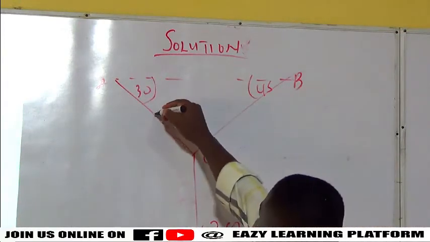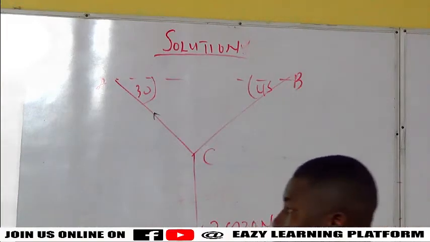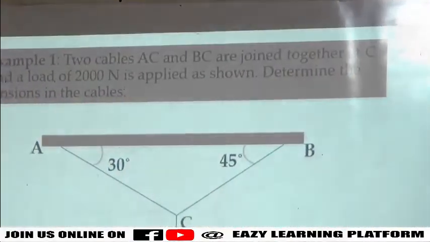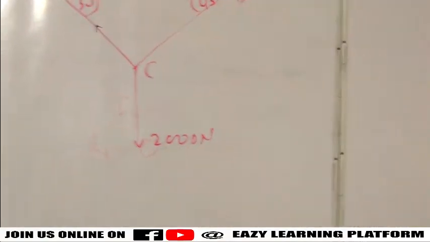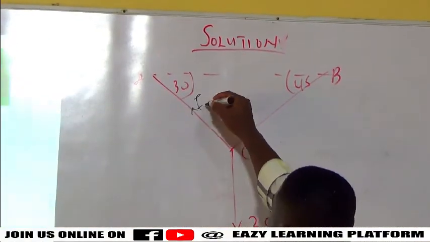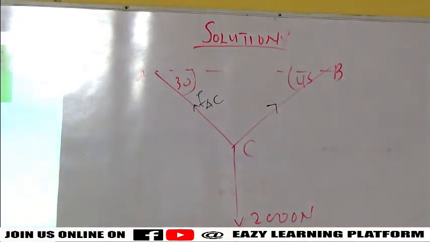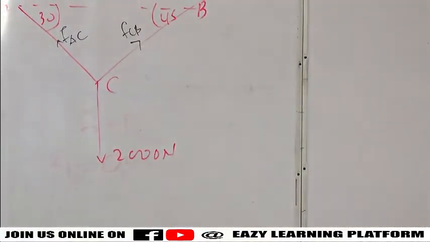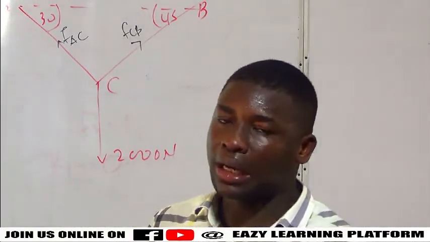So this is the tension. We are trying to find the tension in the cable. This is a cable. This is also a cable. AC is a cable. BC is a cable. So we're trying to find that tension which exists in the cable. So we call that tensional force FAC. There's also going to be tension in cable CB. We call this FCB. So FCB is an unknown force. That's the tension we are trying to find.